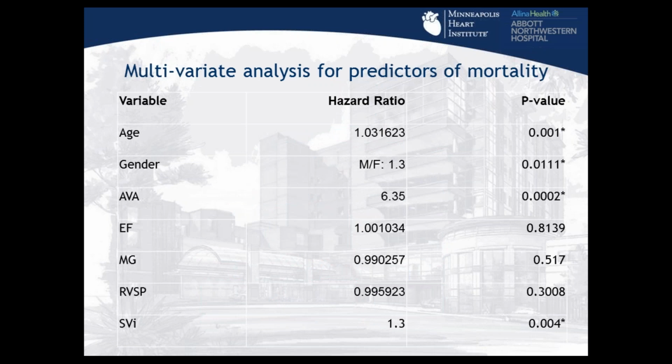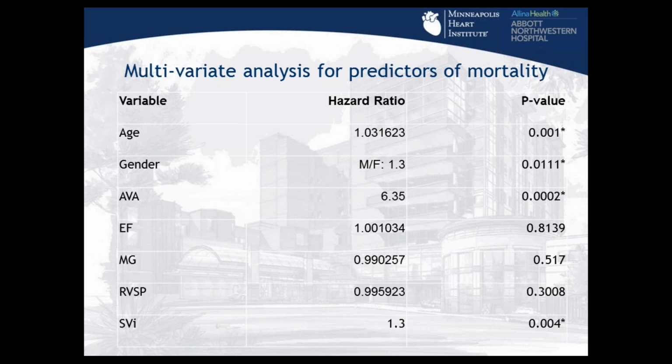Now this is interesting. If you look at the multivariate analysis, these are the predictors of mortality in all these patients. The strongest predictor of mortality was the aortic valve area. Look at the mean gradient. It actually was non-significant. These are patients who live in a low flow state. They're not able to generate a high gradient, and we're still very focused on the mean gradient in them. Almost half of them cannot generate a high gradient.